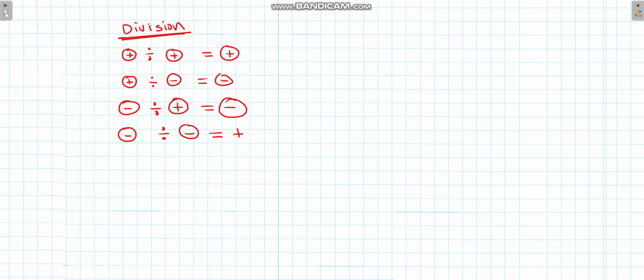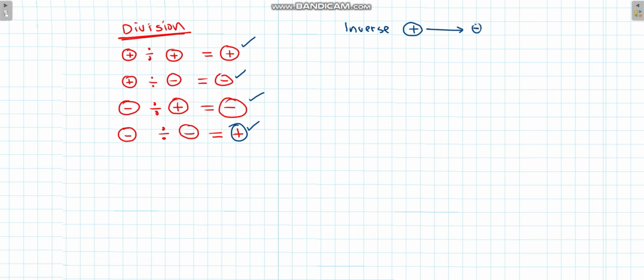Okay, so another thing, when it comes to our division, we apply the same thing. So a positive divided by a positive will give us a positive. And a positive divided by a negative will give us what? A negative. A negative divided by a positive will give us what? A negative. Then a negative divided by a negative will give us what? A positive.